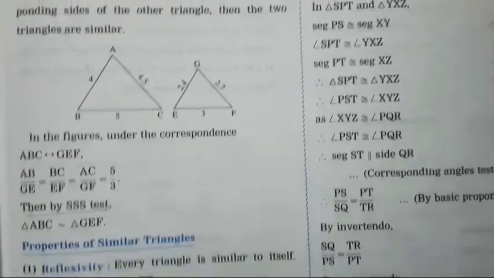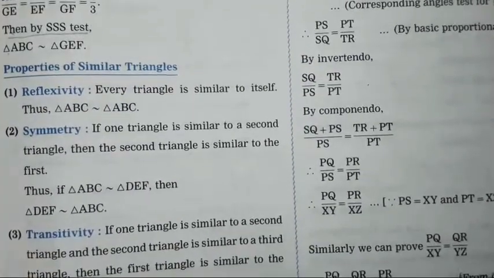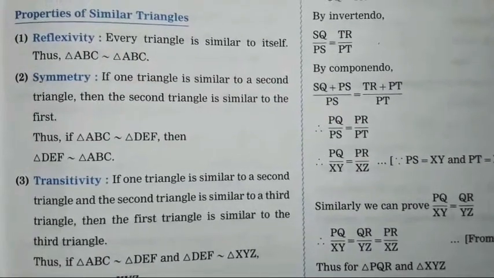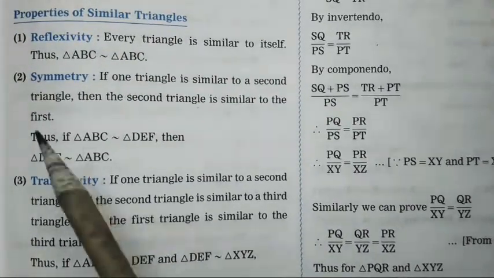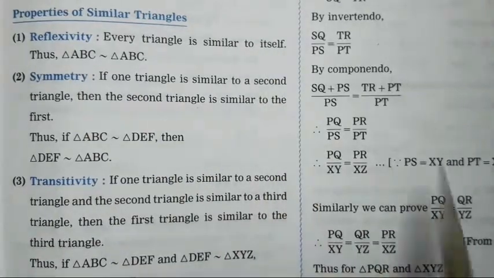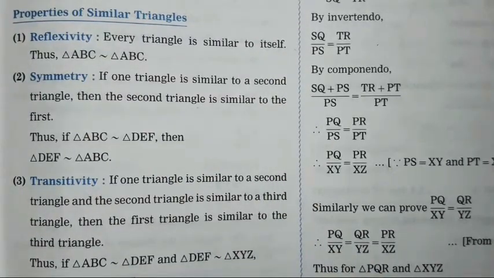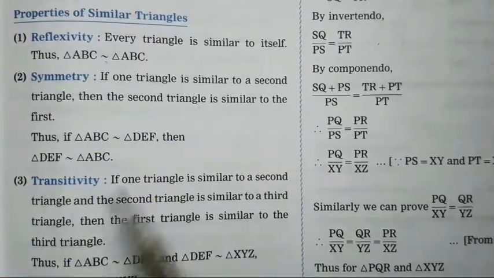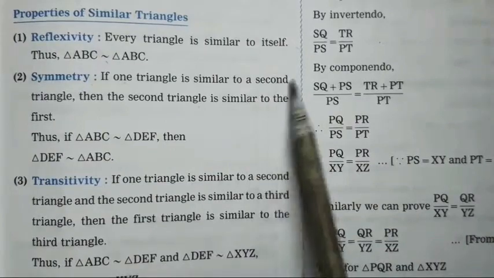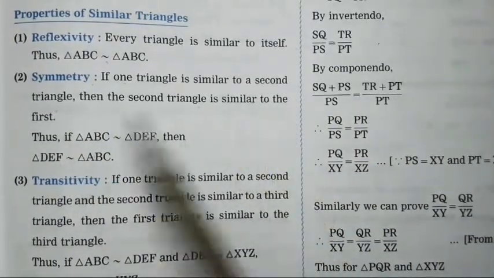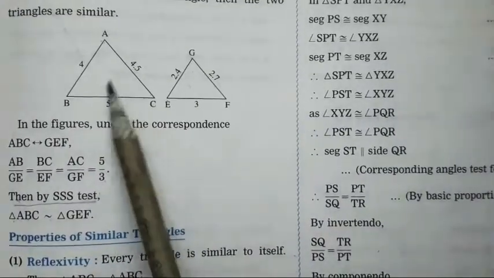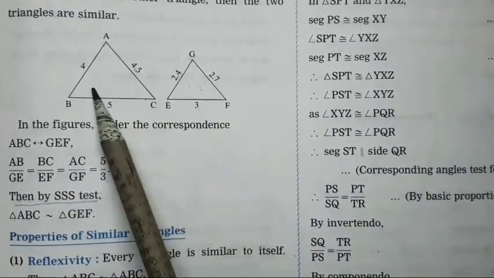Now, properties of similar triangles. There are a few properties that you have to keep in mind in order to solve the sums. You have to remember the points and the properties. Reflexivity: every triangle is similar to itself. For example, ABC is similar to ABC only. Symmetry: if one triangle is similar to the second triangle, then the second triangle is similar to the first. If the first one is similar to the second one, the second is also similar to the first one. You can say it is a twin.